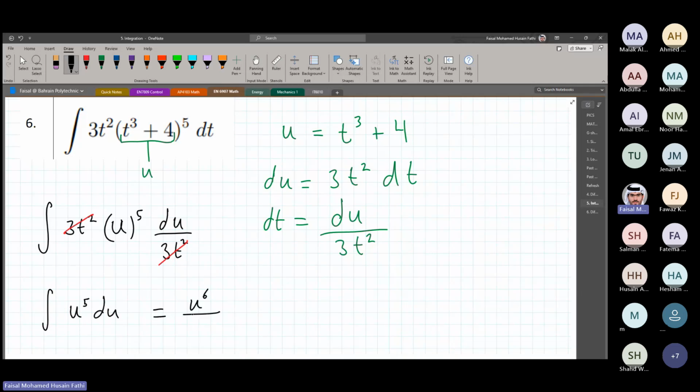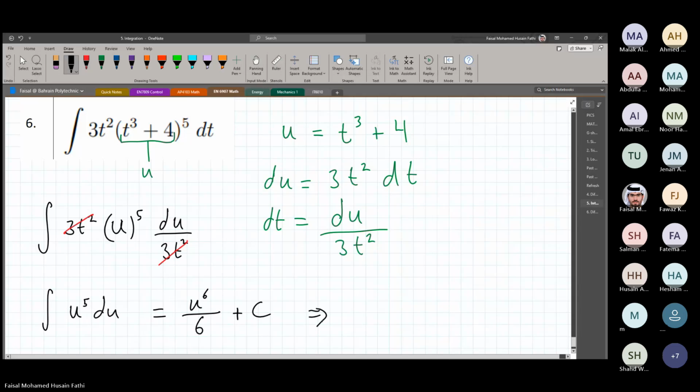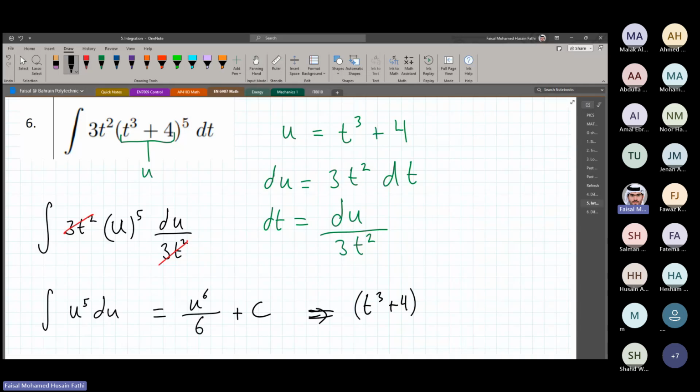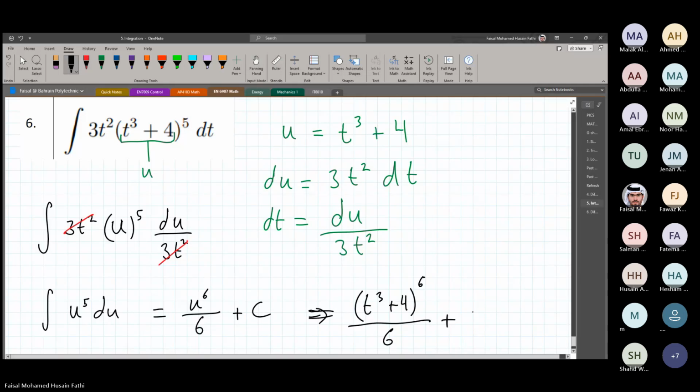u to the power of 6 over 6. At this point, you should know how I got this. Plus c. Substitute the u back. So this is going to be equal to t cubed plus 4 to the power of 6 over 6 plus c. And we are done.